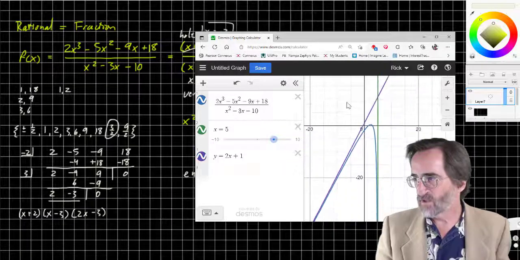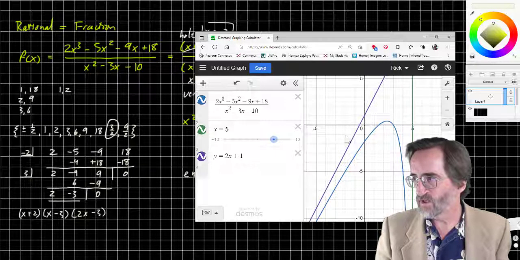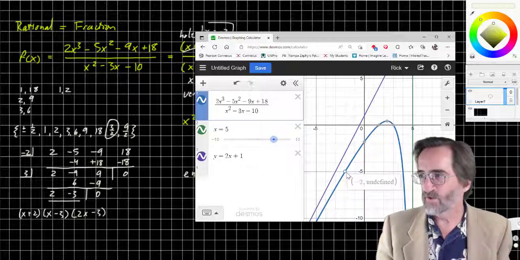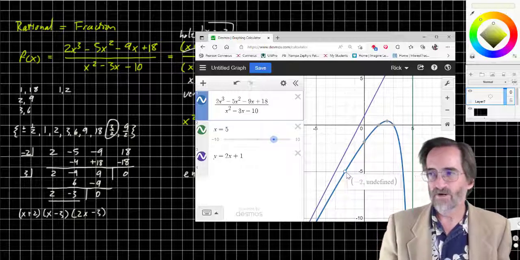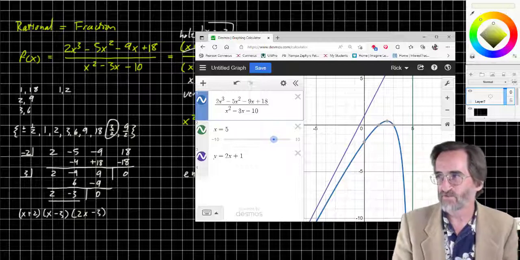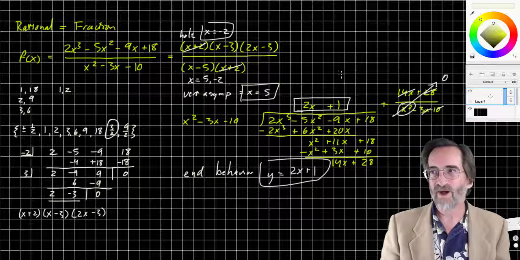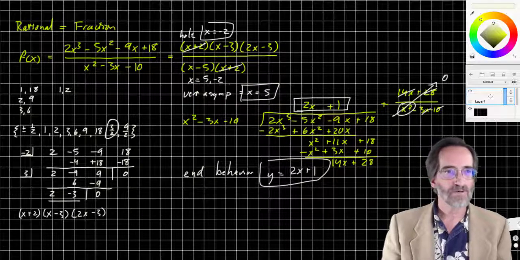Now we can also verify the hole at x equals -2. We're going to find there's a hole right here. You've got to be careful how you pick it, but there's a hole at -2, undefined. So there's a removable discontinuity at x equals -2. So you can tell a lot about the graph of a rational function by factoring and by dividing. All of this plays together.